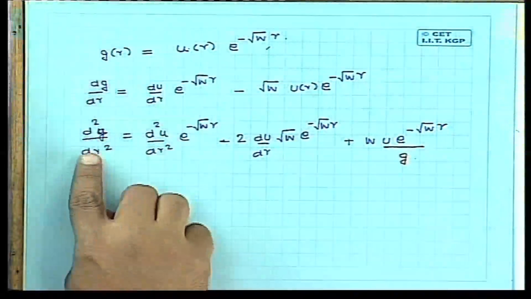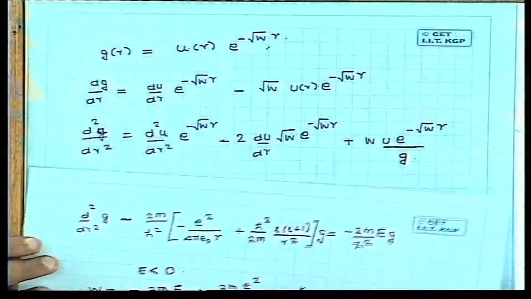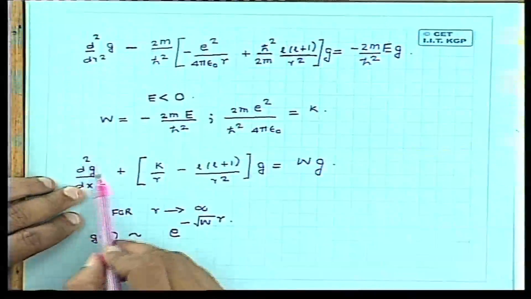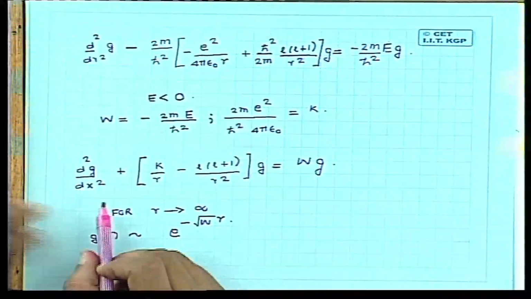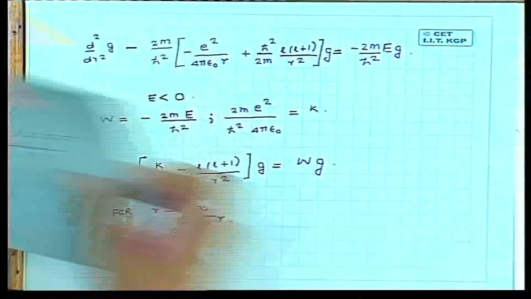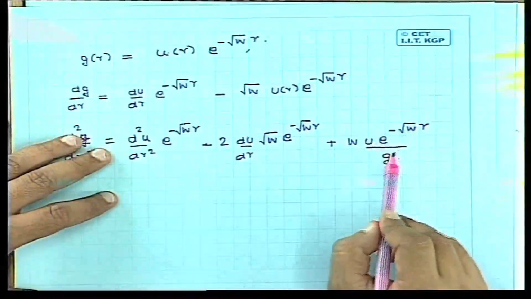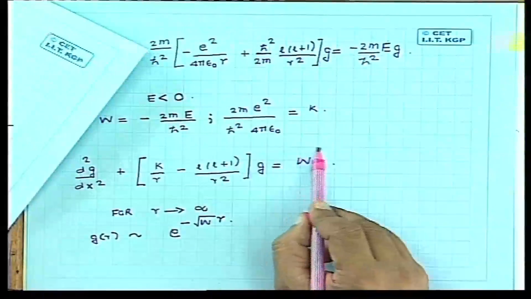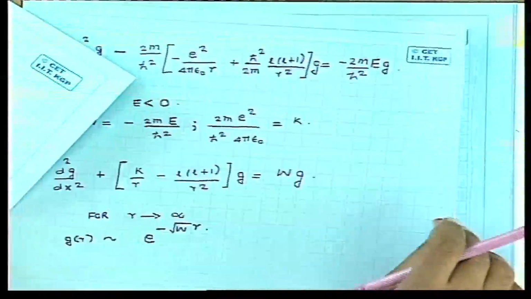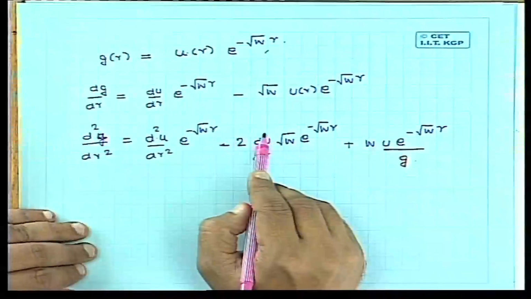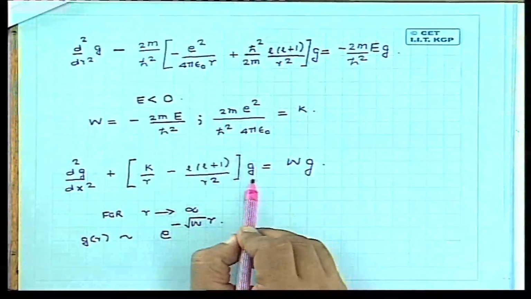So now when we use this in this equation, let me show you the equation. We are going to use the double derivative of g written in terms of u and e to the power minus square root of w r. Here we see that the last term, which is w into g, will cancel out with this term on the right hand side, and what we have left is the sum of these two terms and this whole thing over here.